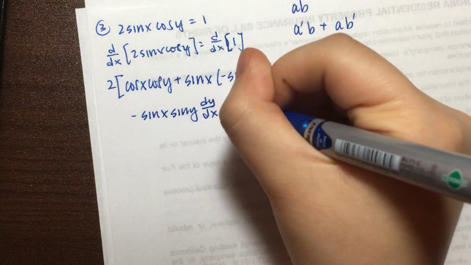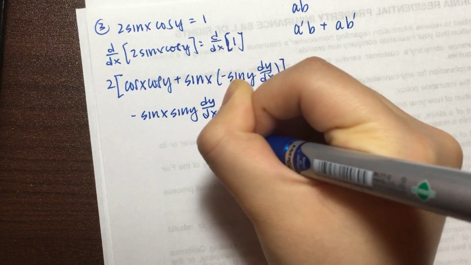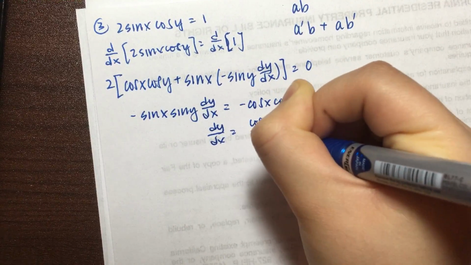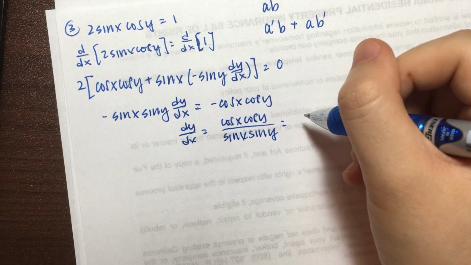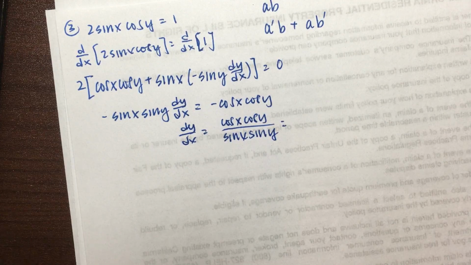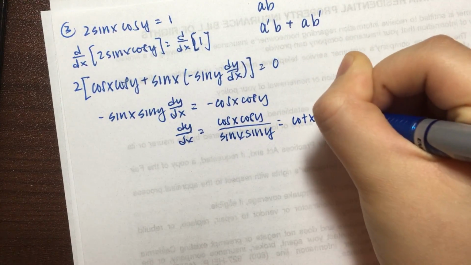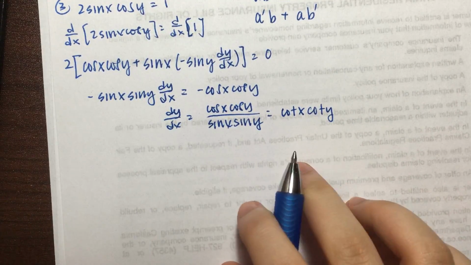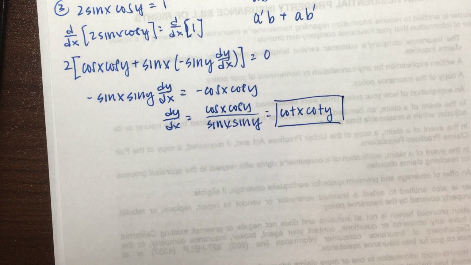And I'll move the cosine x, cosine y to the other side. Negative cosine x, cosine y. dy/dx equals cosine x, cosine y over sine x, sine y, which also equals cotangent x, cotangent y. You generally don't want to have trig functions in the denominator, so I'm just going to rewrite it like that. Cotangent x, cotangent y. Okay.